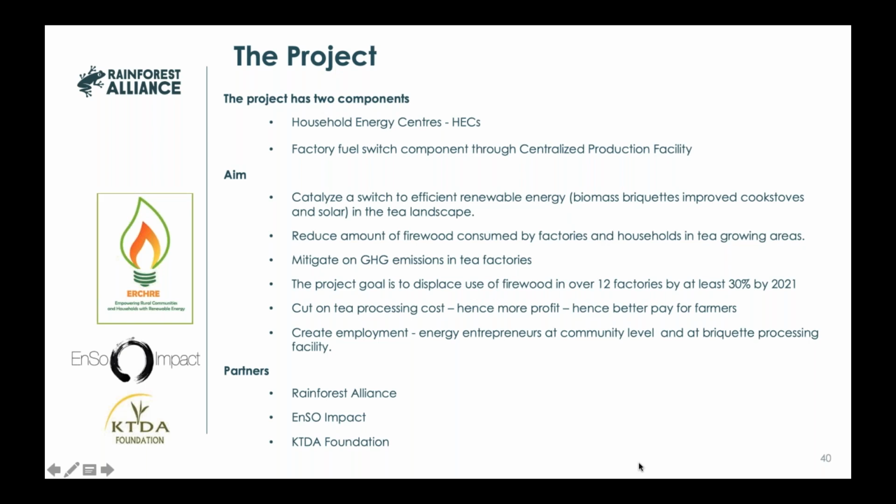And we create employment in the process because we have these HECs, household energy centers, and the centralized production facility that will create employment for the locals, either through production of these briquettes or by providing raw materials for producing the briquettes. We are partnering with Enso Impact and KTDA Foundation in this project. Next.